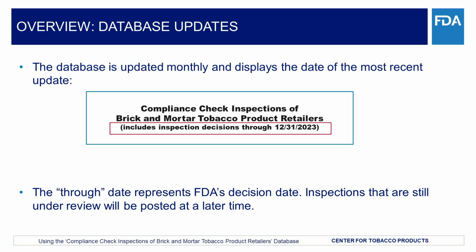The database is updated monthly. The website displays the date of the most recent update. For example, if you access the database and the header reads, "Compliance Check Inspections of Brick-and-Mortar Tobacco Product Retailers," includes inspection decisions through December 31st, 2023, this means that the available inspection data includes decisions made through December 31st, 2023.